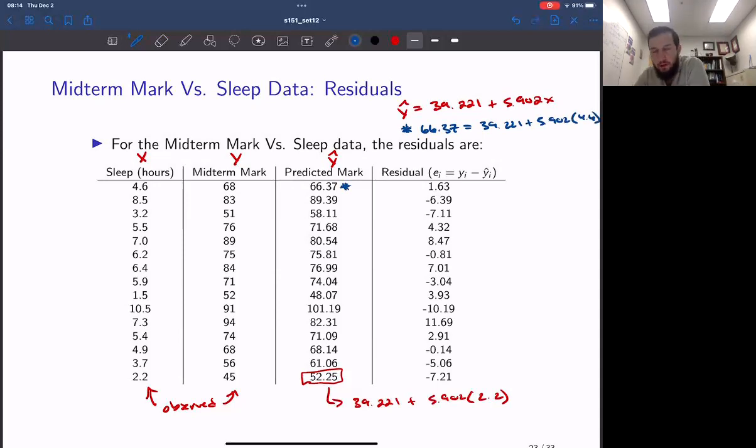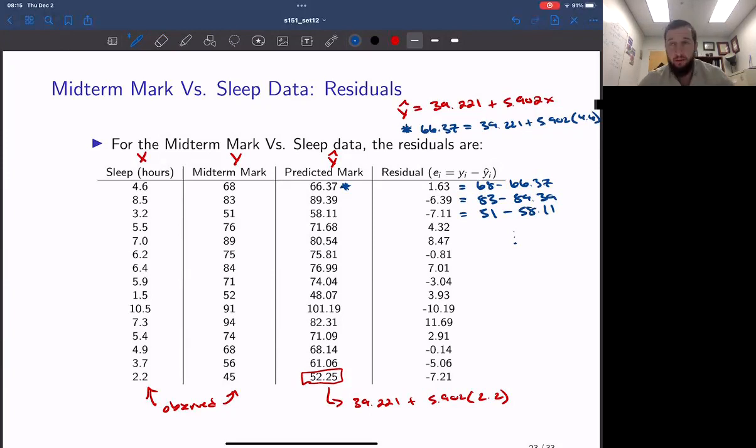Okay, the residual is then the observed value minus the predicted value, right? So 1.63, this is 68 minus 66.37. Negative 6.39, this is 83 minus 89.39. Negative 7.11 is 51 minus 58.11, etc. So the residual is actually just the difference between the line and the point.